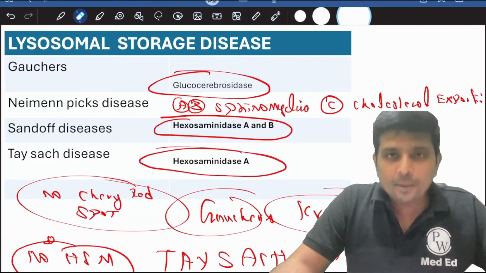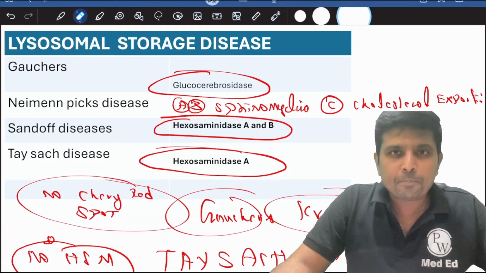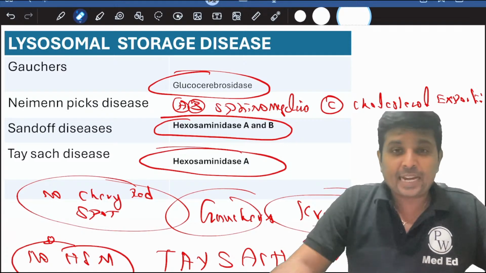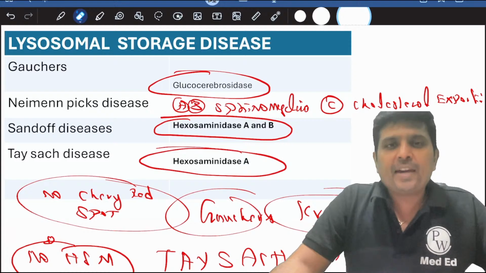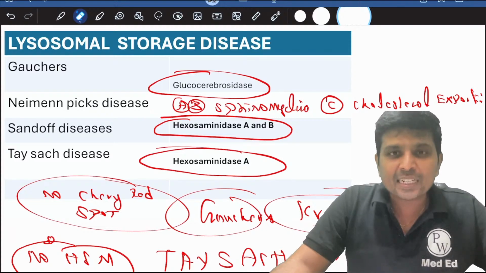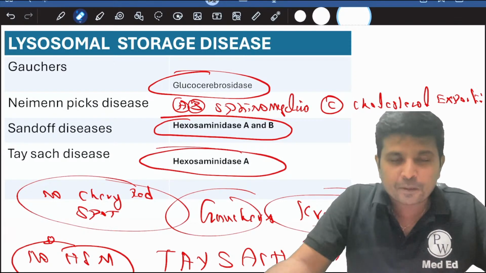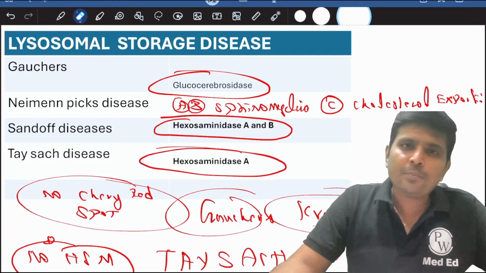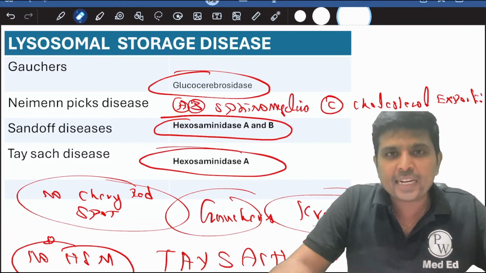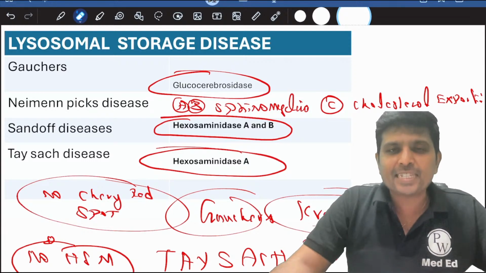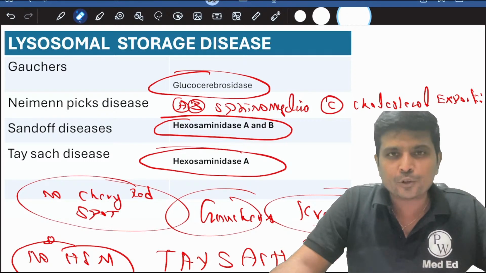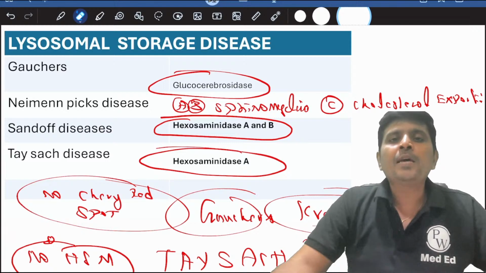In Niemann-Pick's disease, you have type A, B, C. A and B are characterized by sphingomyelinase deficiency and cherry red spot, whereas C is characterized by defect in cholesterol export transfer leading to generalized accumulation of cholesterol in the body in each and every tissue. Sandhoff disease is due to hexosaminidase A and B deficiency, whereas Tay-Sachs disease is characterized by hexosaminidase A deficiency.